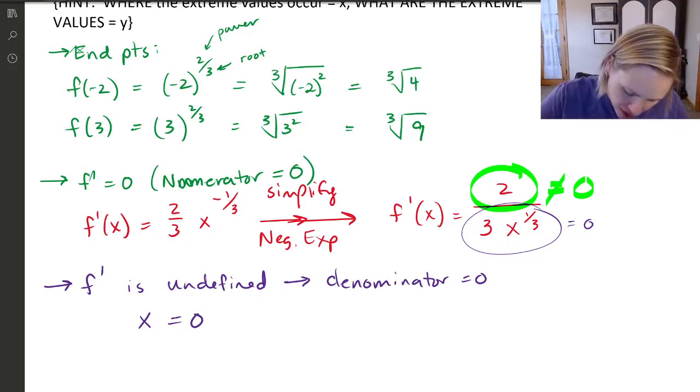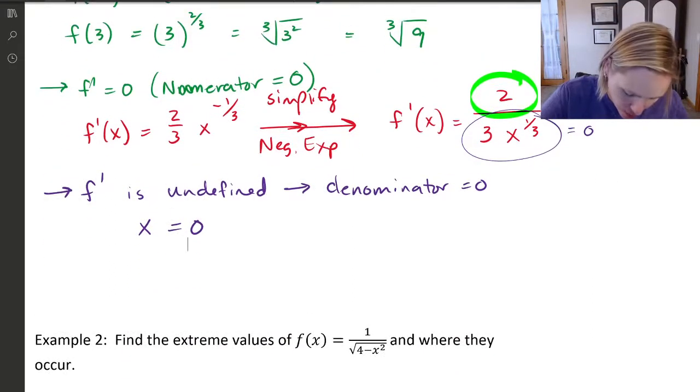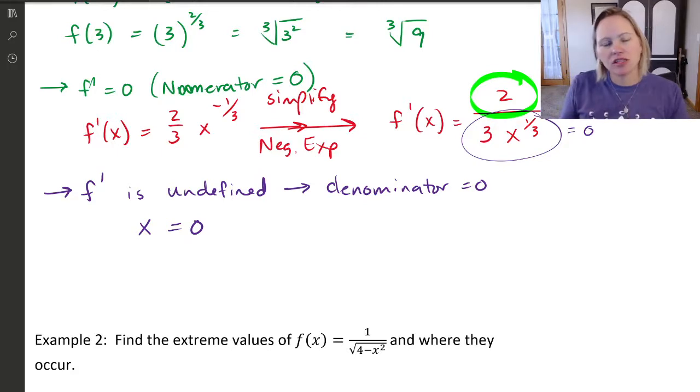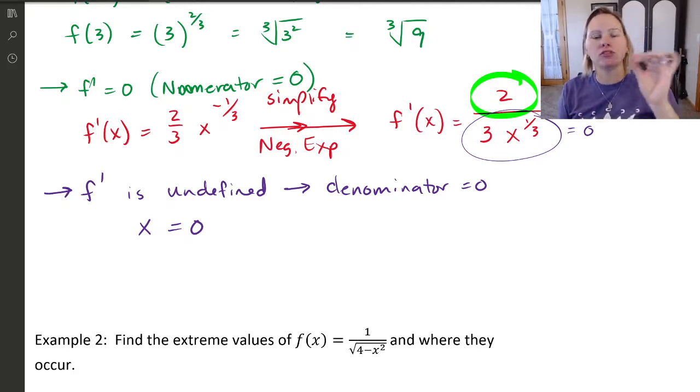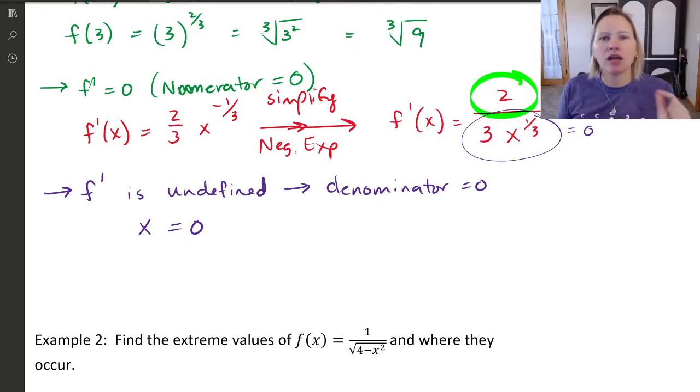Now, where f prime is undefined, where x equals 0, I need to figure some things out, because just because I know that it's undefined, I know that that could be a min or a max. The way that I tell what it is, I have to consider the second piece of evidence that I need to provide to prove that a min or a max exists in a location. Not only do I need to show that the derivative is 0, or in this case undefined, but I also need to show that there's a sign change.